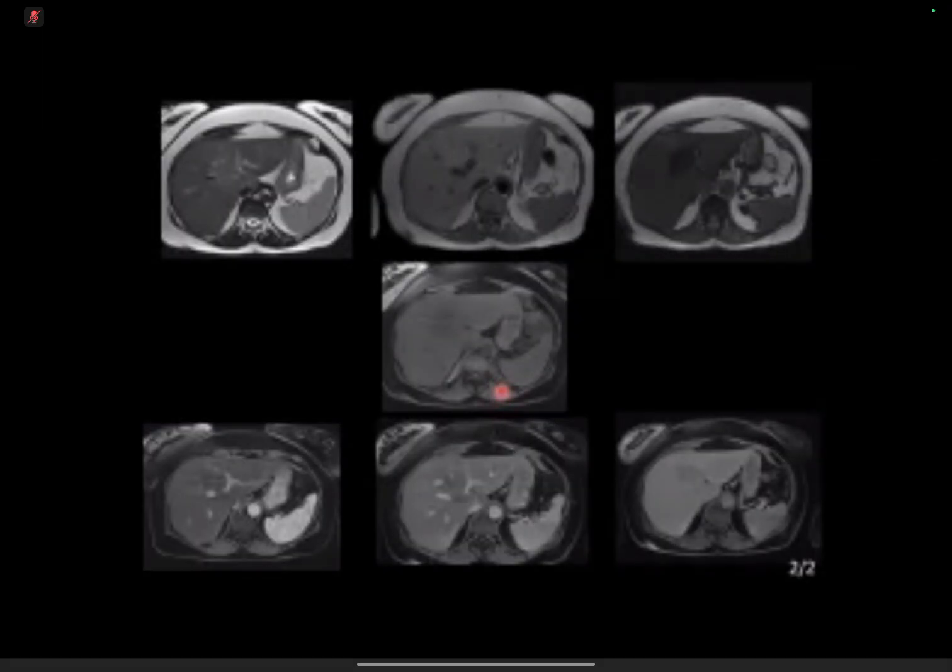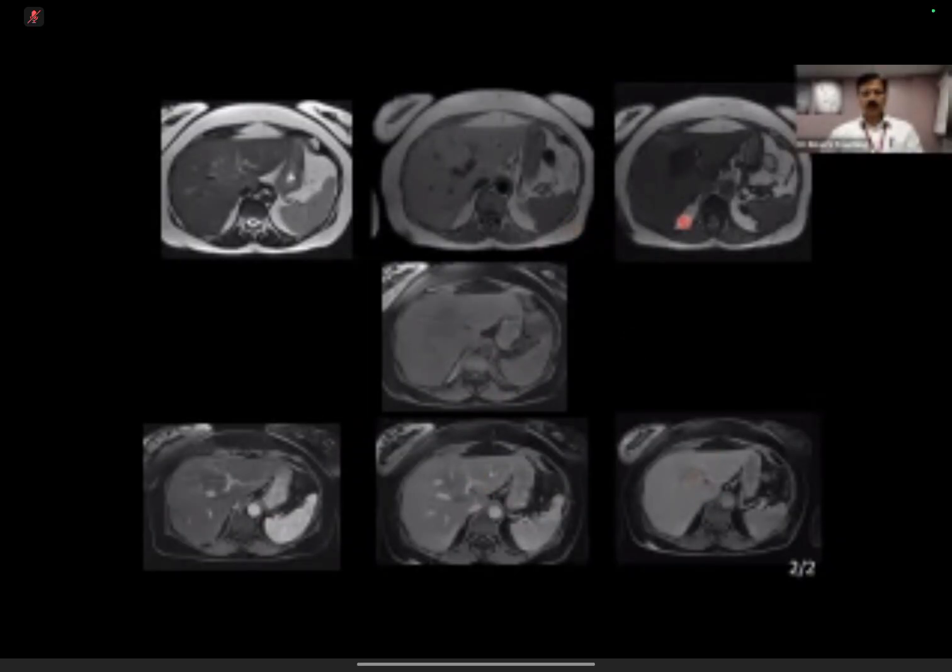No, it's not T1, the fat is dark. Is it a T1 fat sat? Excellent, T1 fat sat. This is an arterial, this is a venous, and this is slightly delayed, right? Yeah. What is this and what is this?